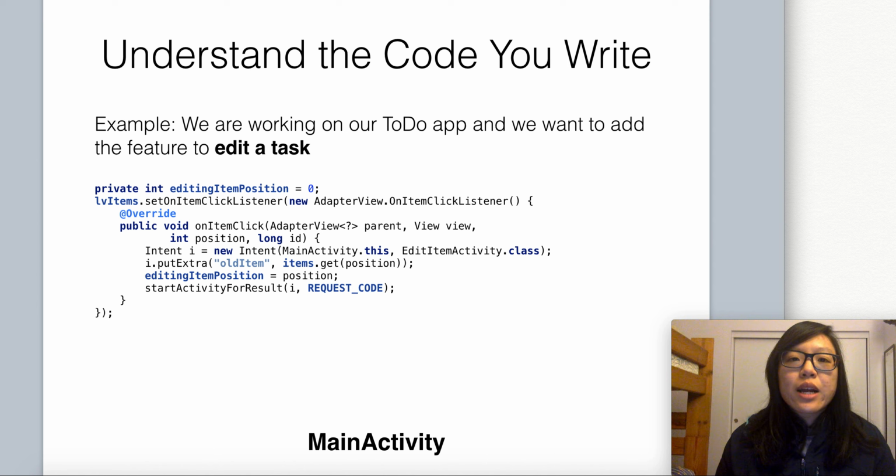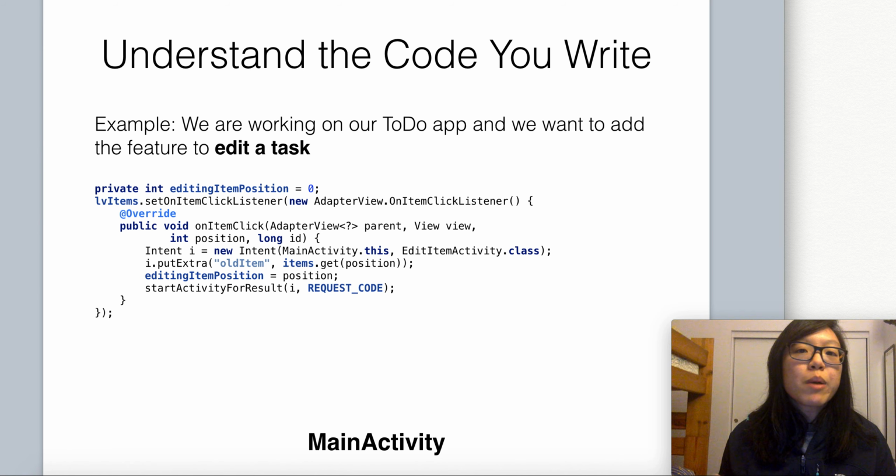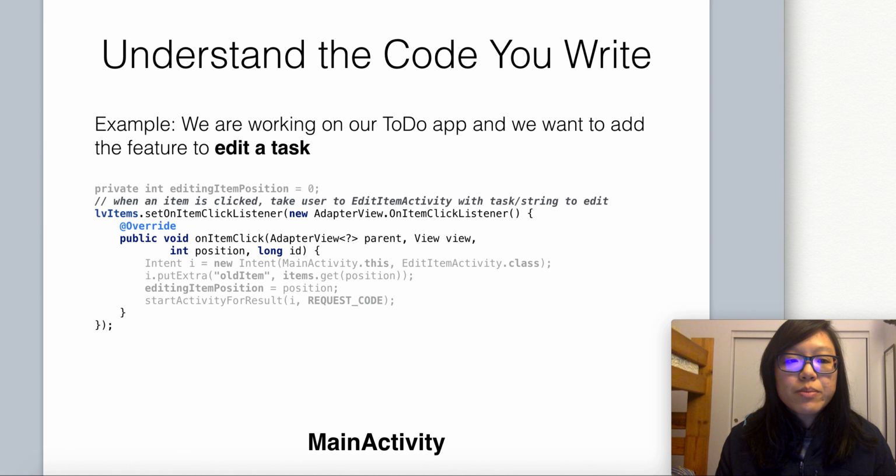We have this on item click listener. And what we wanted to do is add an on click listener for it so that when the user clicks on an item, we take users to a new screen, right? But let's pretend we have no idea how this line of code works. How do we go about tagging with some comments?